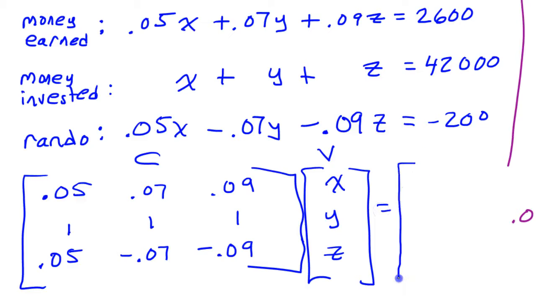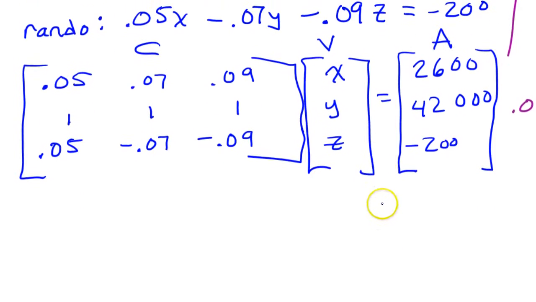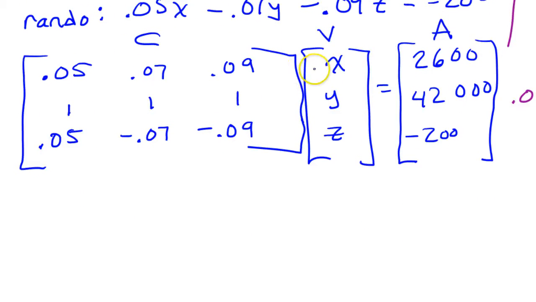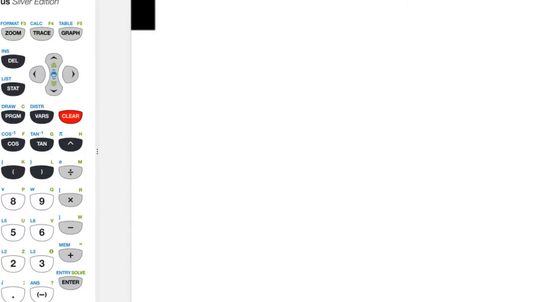And I will call this matrix V for a variable matrix. And on the right-hand side, we put the answer matrix. 2,600, 42,000, and negative 200. And we will call this matrix A for answer matrix. Since matrix C times V equals matrix A, then matrix V should equal C inverse times matrix A. So we just need to put matrix C and matrix A into our calculator.